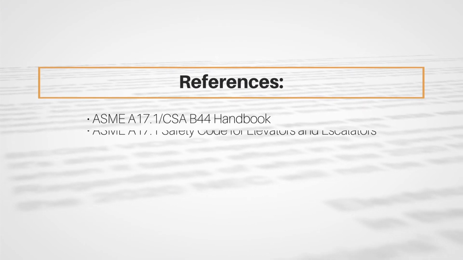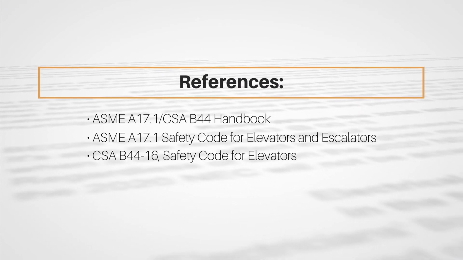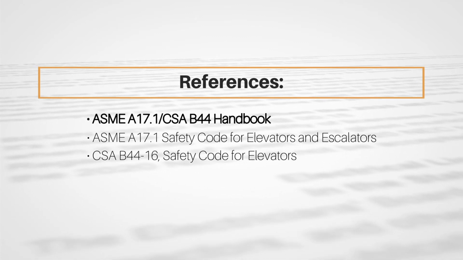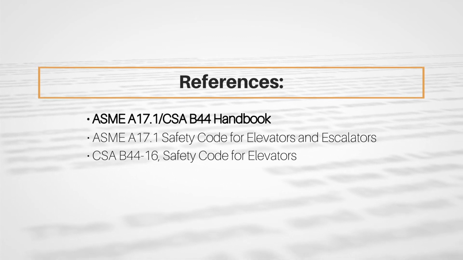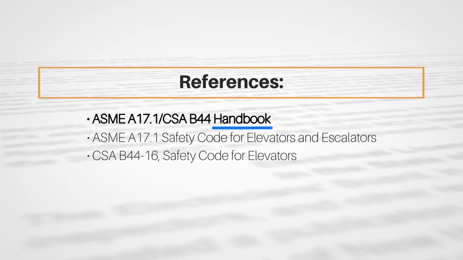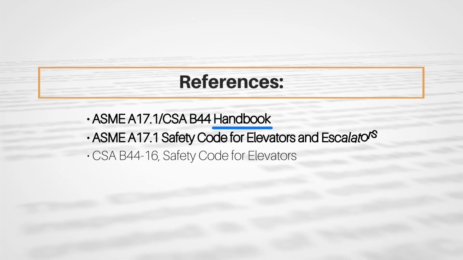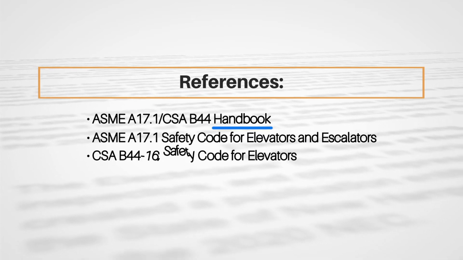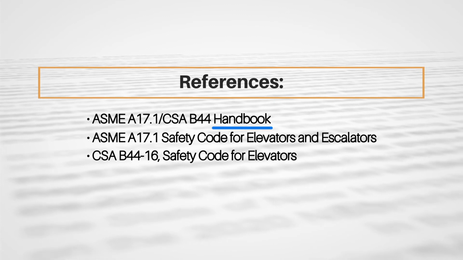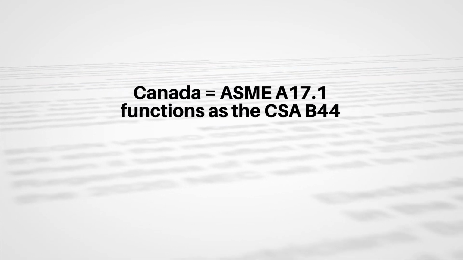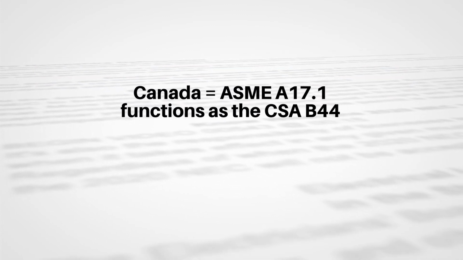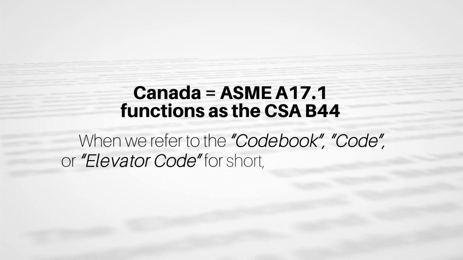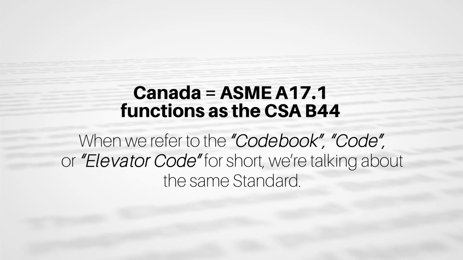Please note that we'll be referencing the 2016 editions of the following publications: ASME A17.1/CSA B44 Handbook, which we'll sometimes refer to simply as the Handbook; ASME A17.1 Safety Code for Elevators and Escalators, and CSA B44-16 Safety Code for Elevators. In Canada, ASME A17.1 functions as the CSA B44, so when we refer to the codebook, code, or elevator code for short, we're talking about the same standard.